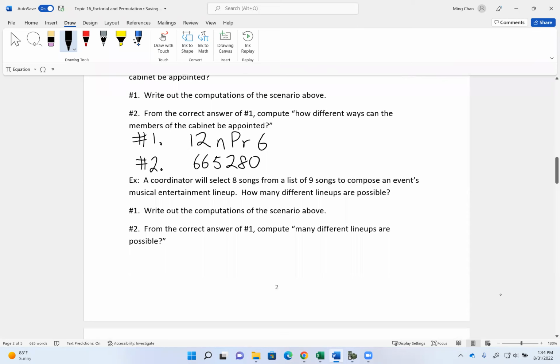All right, a coordinator will select 8 songs from a list of 9 songs to compose an event's musical entertainment lineup. How many different lineups are possible? Does the order matter? Yes, which song we play first matters, right? Because once we play that song, we're not going to play it again. So which song is first, second, third, fourth, all the way down to the 8th song. The order of that lineup does matter.